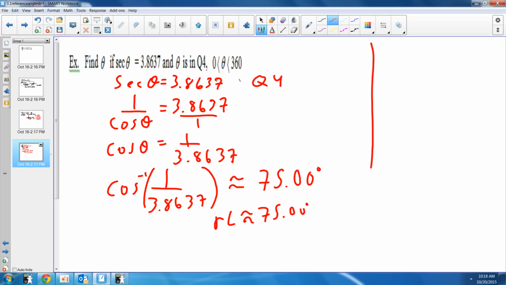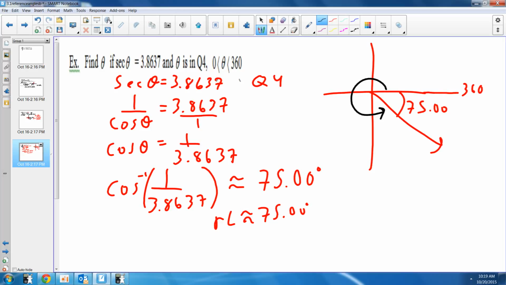I'm going to draw it in the 4th quadrant, and I'm always using these drawings to help me out. It doesn't take any time, and it just helps clarify. 360, again, my question is, what is my theta? So I'm going to take 360 minus 75, and so my theta is going to be approximately 285.00 degrees.